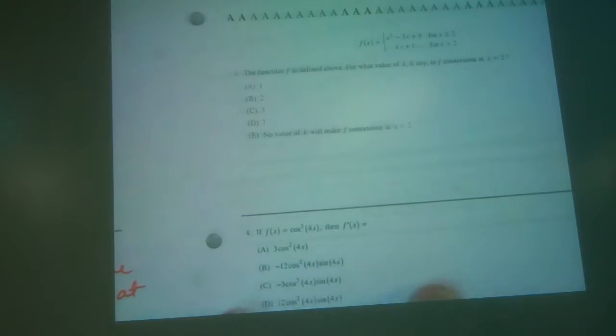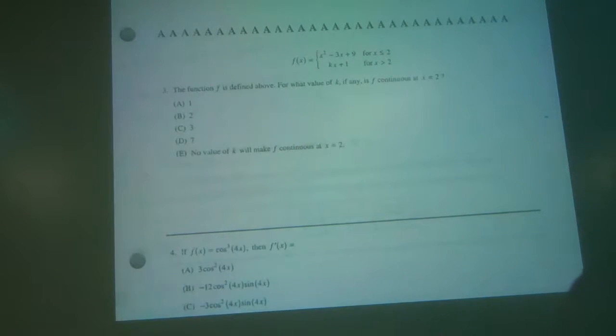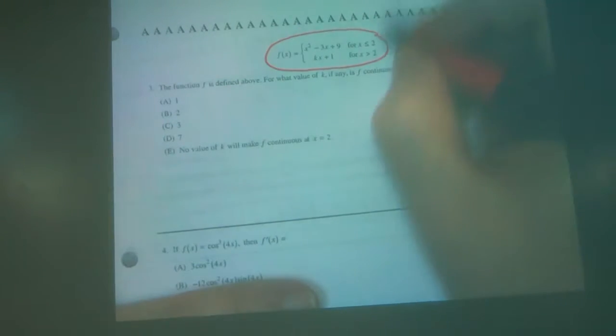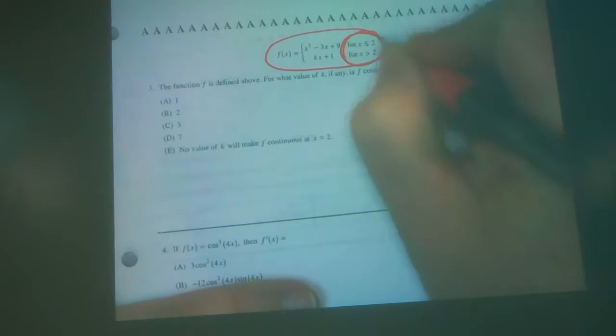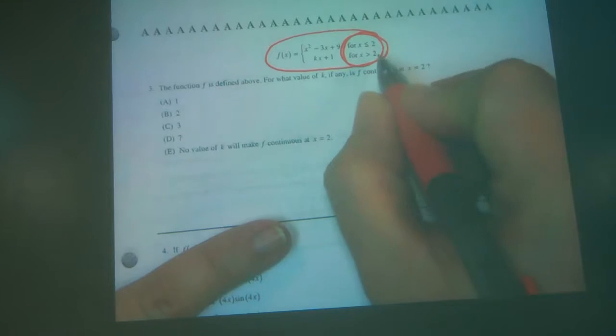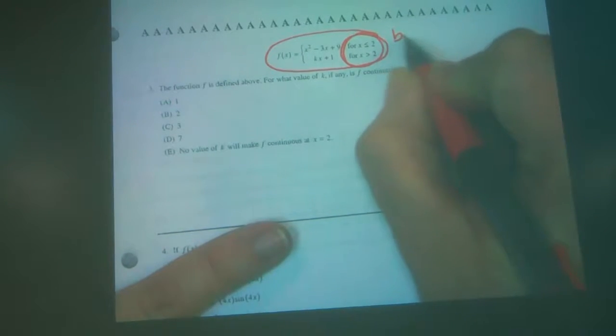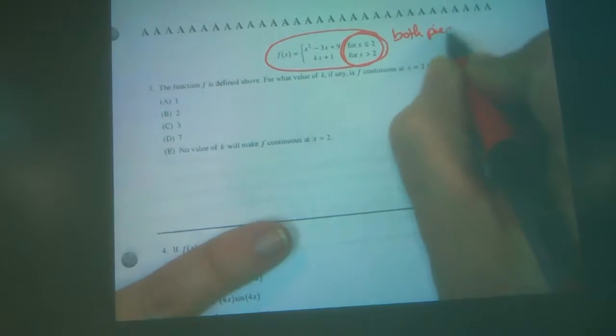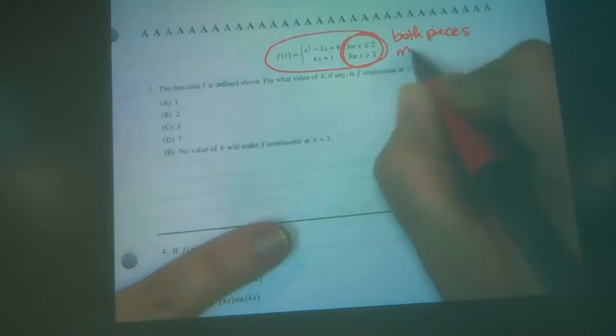Okay, so number 3, the function f defined above, for what value of k is the function continuous at 2? So for a piecewise function to be continuous at the point where the pieces break, you have to be able to get the same thing when you plug 2 into both pieces.